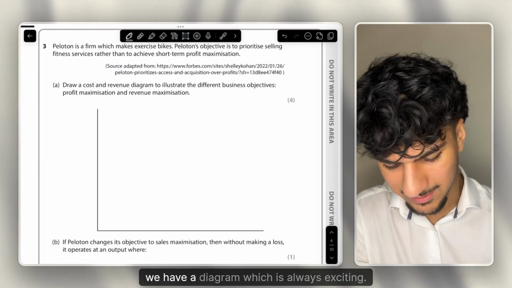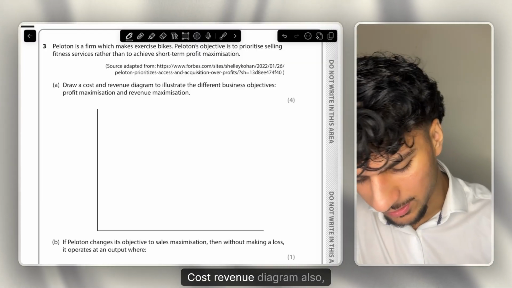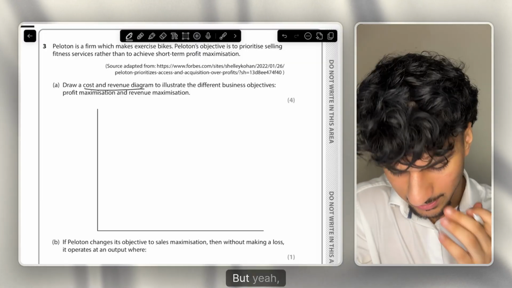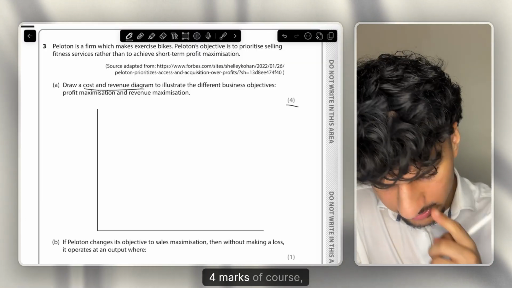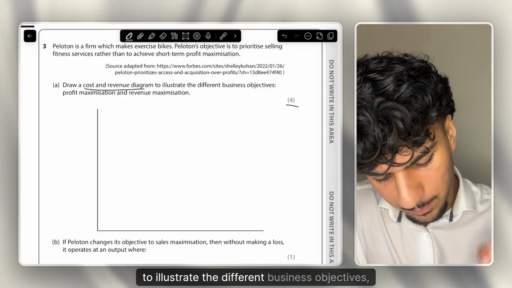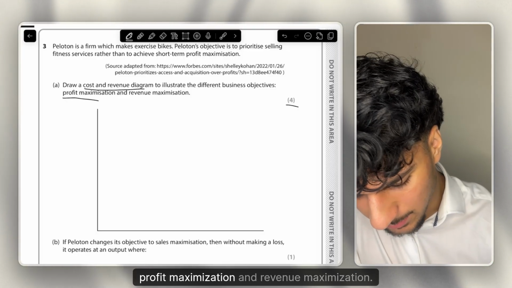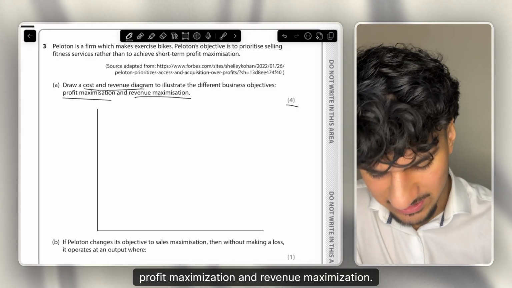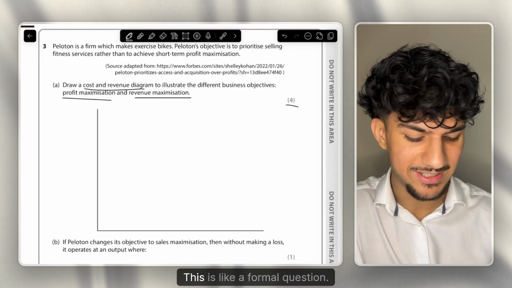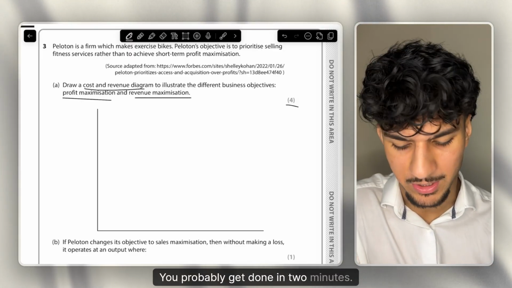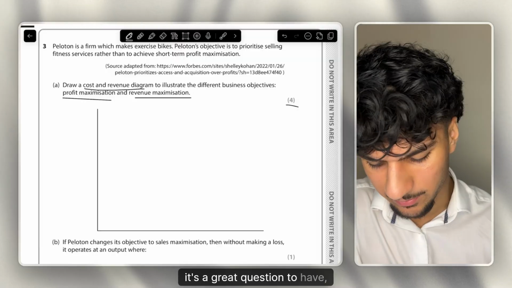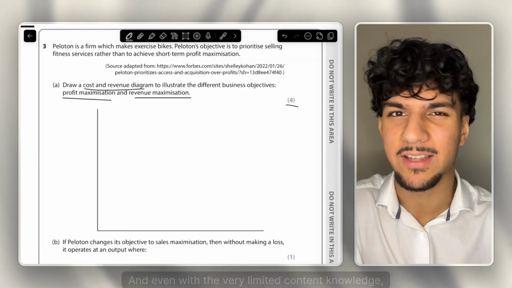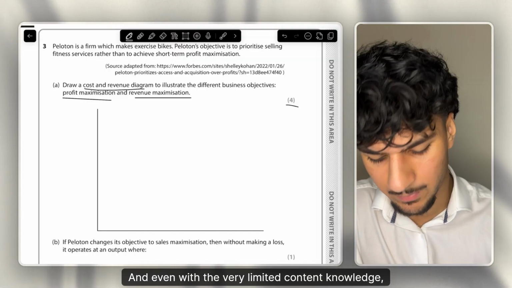Okay, we have a diagram, which is always exciting. A cost revenue diagram also, which is even more exciting. But yeah, so draw a cost revenue diagram, 4 marks of course, to illustrate the different business objectives: profit maximization and revenue maximization. Very good question and very simple question. This is like a 4-mark question. You can probably get it done in 2 minutes. And yes, it's a great question to have, especially if your content knowledge is limited. Even with very limited content knowledge, you should be able to get this.